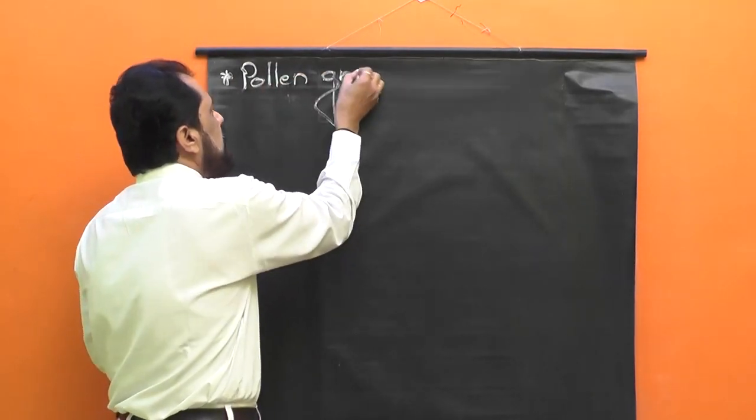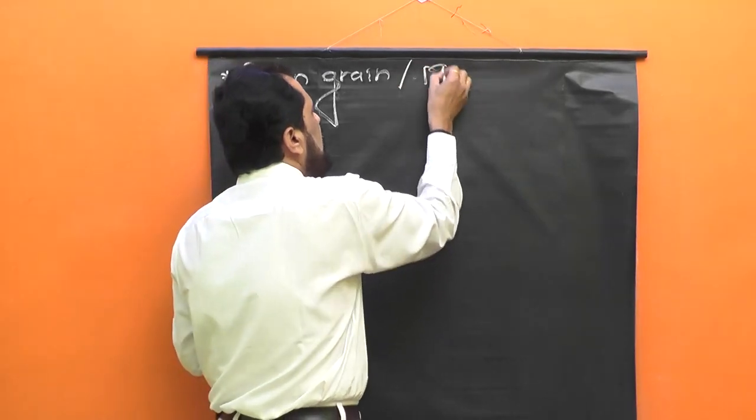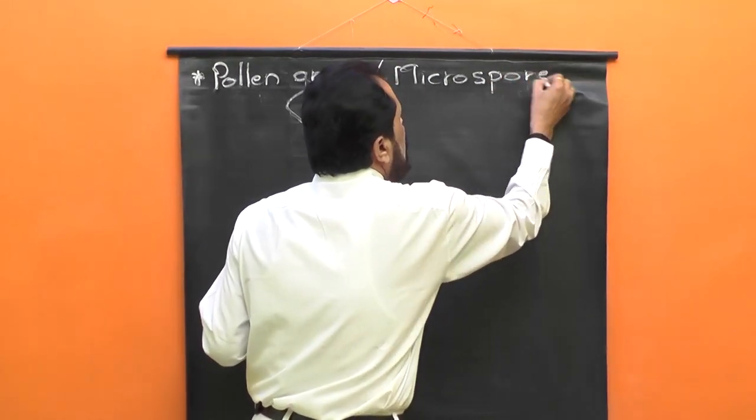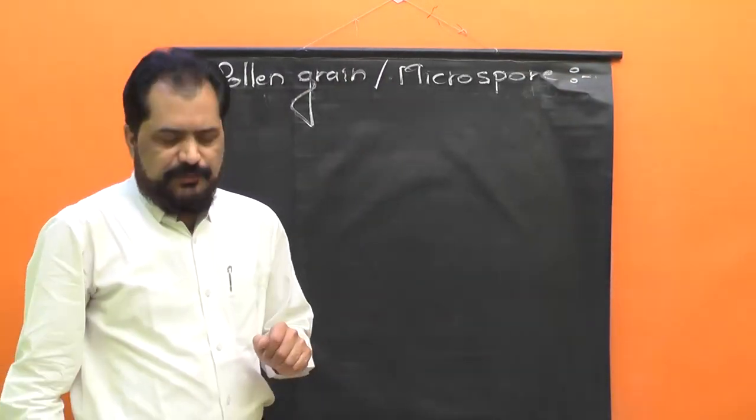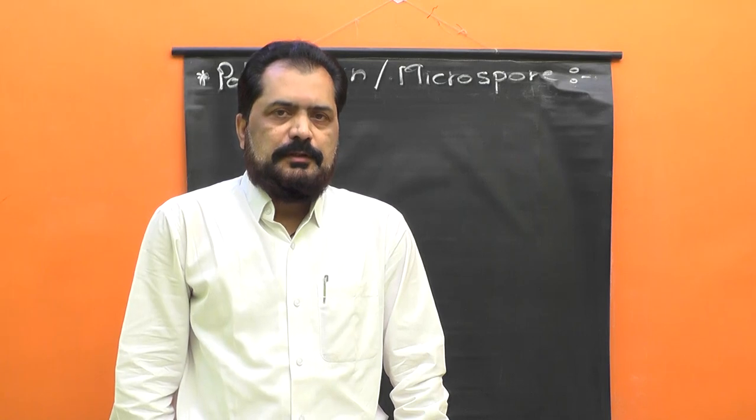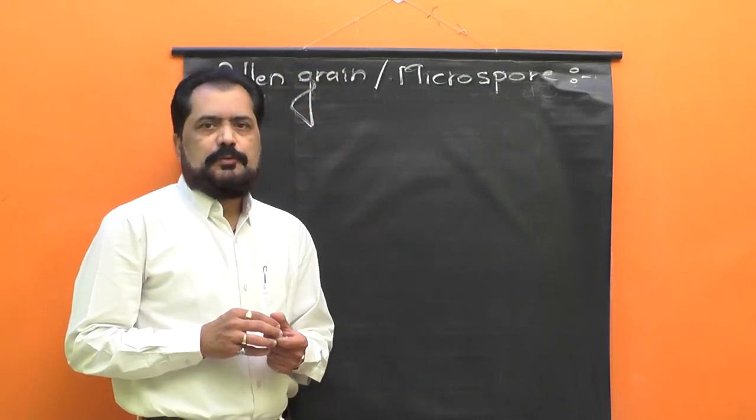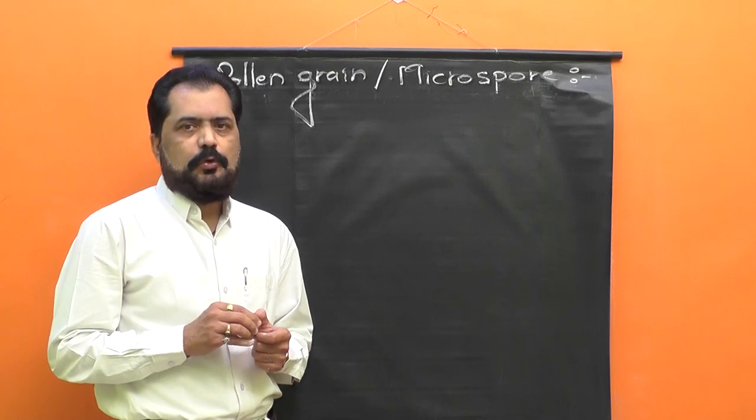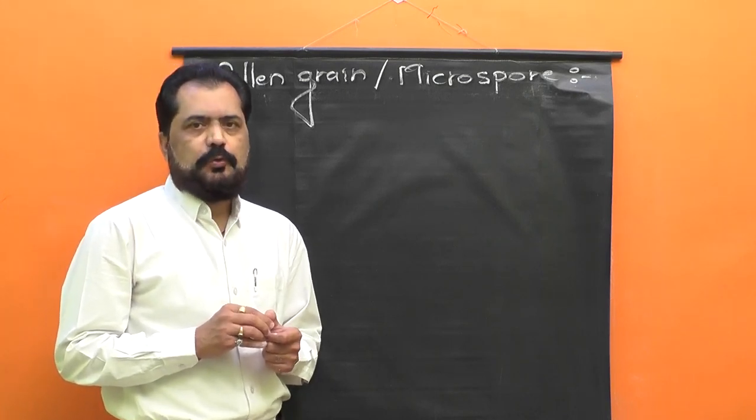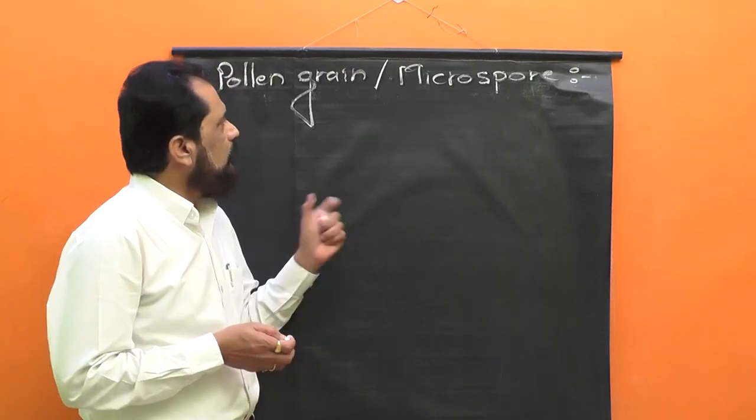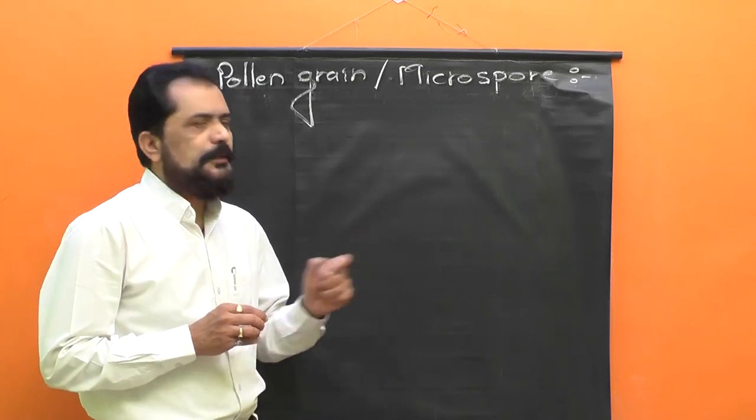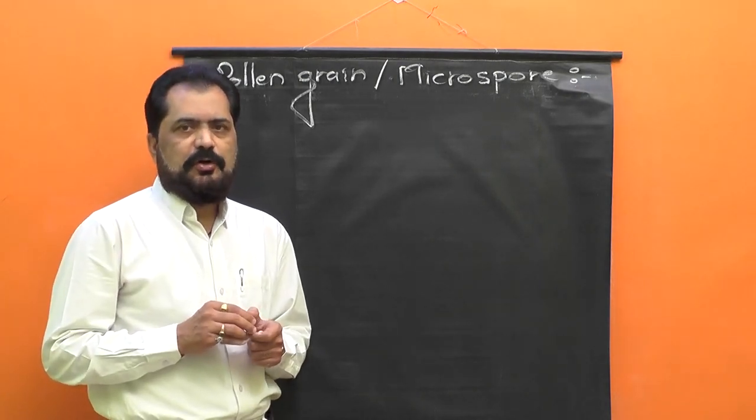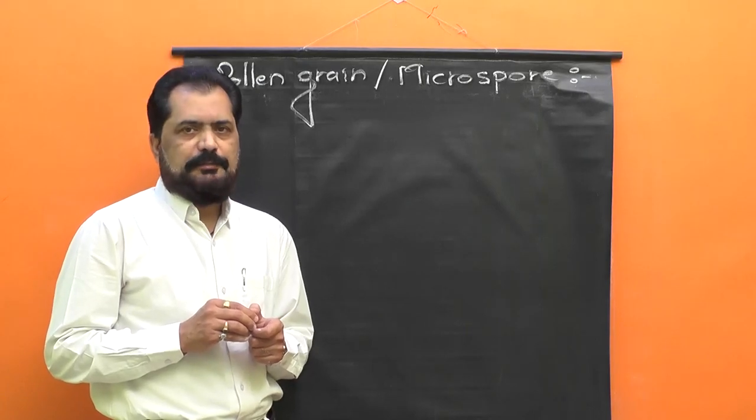Pollen grain or microspore. So dear friends, just now we have studied that pollen grains or microspores are produced within the pollen sac of the anther by the meiosis of diploid pollen mother cells or diploid microspore mother cells. Now here we have to study initially the shape, size and structure of the pollen grain, followed by the germination of the pollen grain and formation of the male gametophyte.